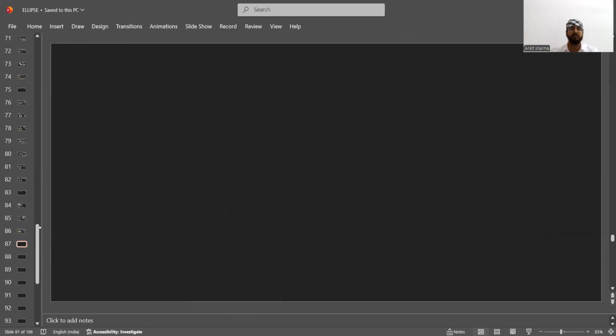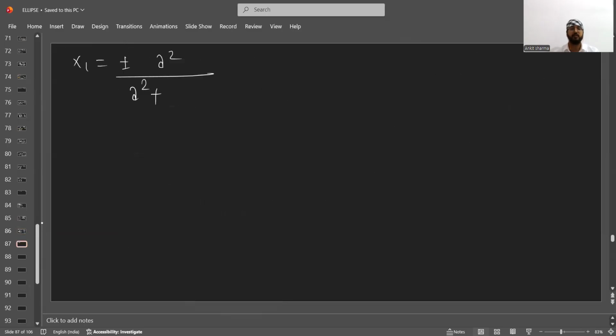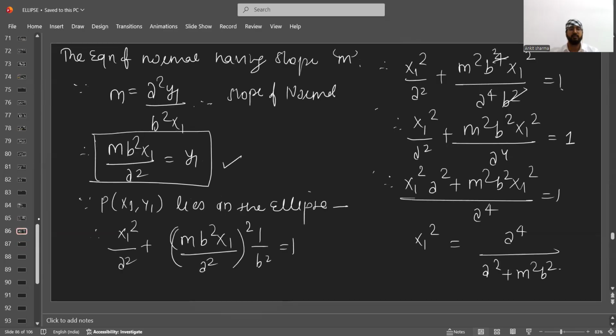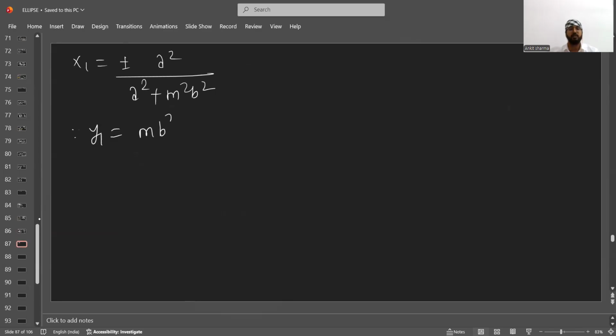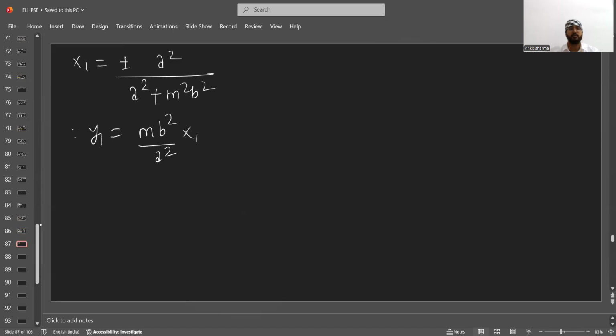Now from here we get our x1 is equal to plus or minus a square upon the square root of a square plus m square b square. So this is my x1. Now since y1, we had found, is m b square by a square into x1, I can plug that in here.